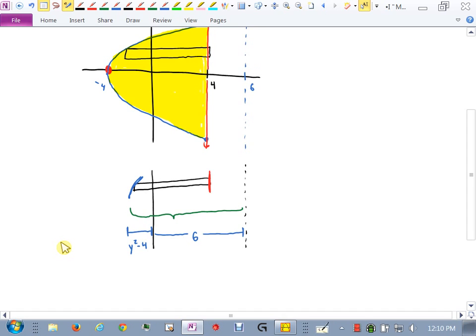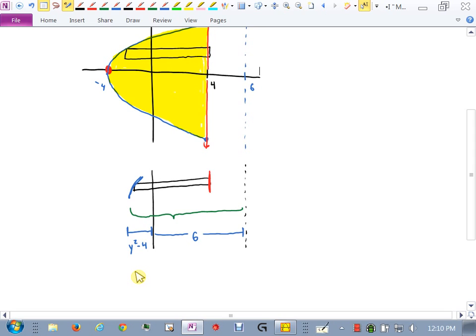You have to realize here that this distance right here, because it's to the left of the y-axis, is actually a negative value. You need it to be positive, right? You need it to be added on to your distance. So there's two ways of resolving this, all right? We can realize that and change this by a sign, which would make it, instead of y squared minus 4, 4 minus y squared, right?